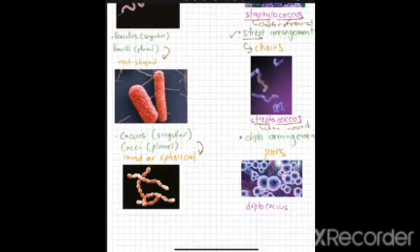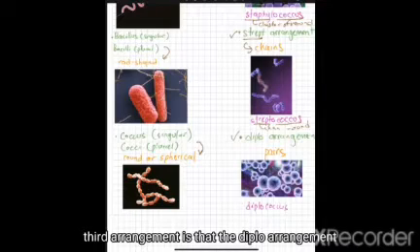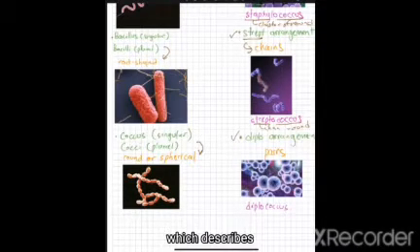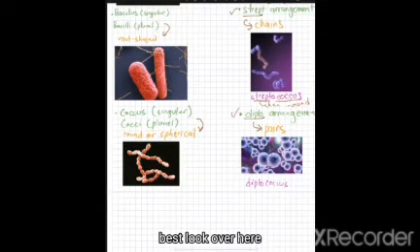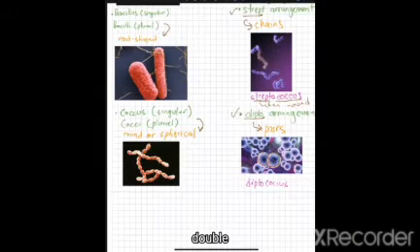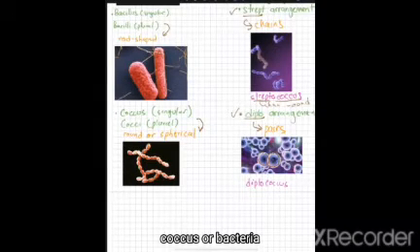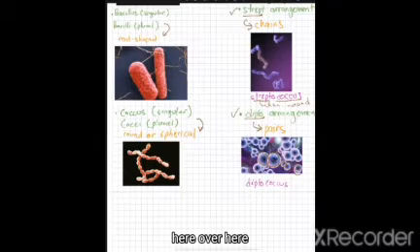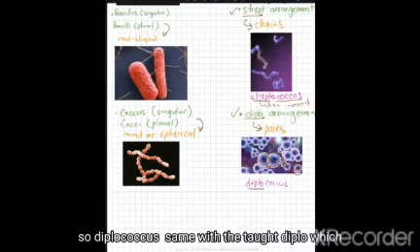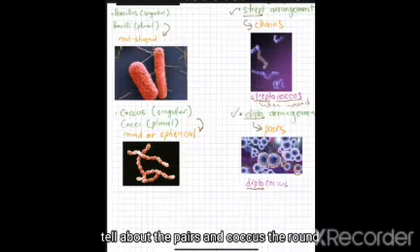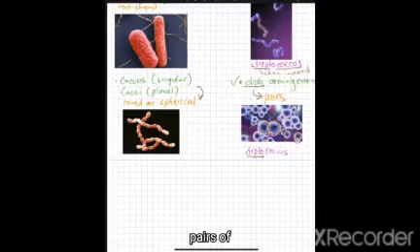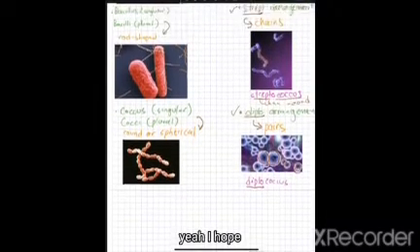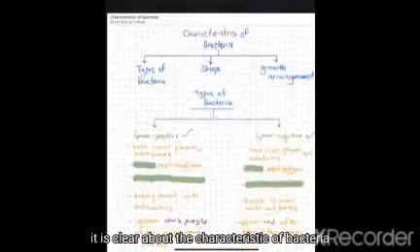And moving on to the third arrangement, the diplo arrangement, which describes pairs. Look over here, double coccus or bacteria. Yeah, over here also. So diplococcus, same with the top. Diplo tells about the pairs, and coccus, the round shaped bacteria. So we got the pairs of coccus. Yeah, I hope it is clear about the characteristic of bacteria.